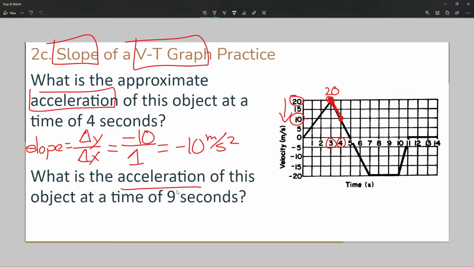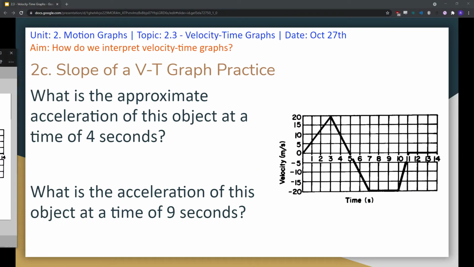Then let's do the next practice question. What is the acceleration of this object at a time of 9 seconds? So you're over here. We want to calculate the slope of this line right here. But we know from the previous questions that if you have a straight line staying at negative 20, your velocity is not changing. So delta y is equal to 0. It doesn't matter what your delta x is at that point, because 0 divided by anything is 0. All right, let's move on.